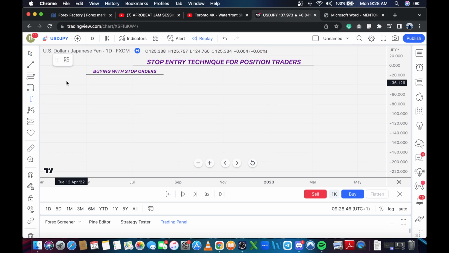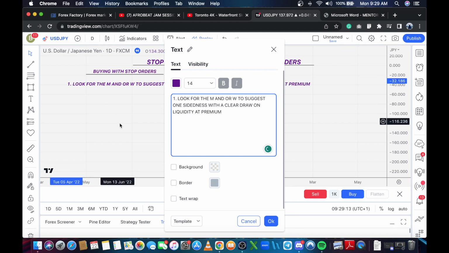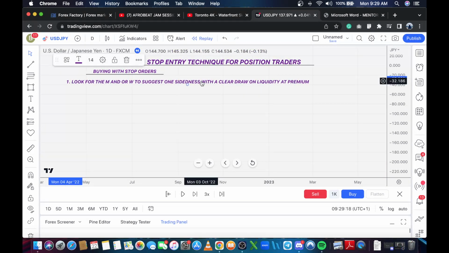So we're gonna do it this way. So number one, look for the monthly and or weekly to suggest one side. So you're looking for a clear draw of liquidity at premium. This is the first one you're looking for.